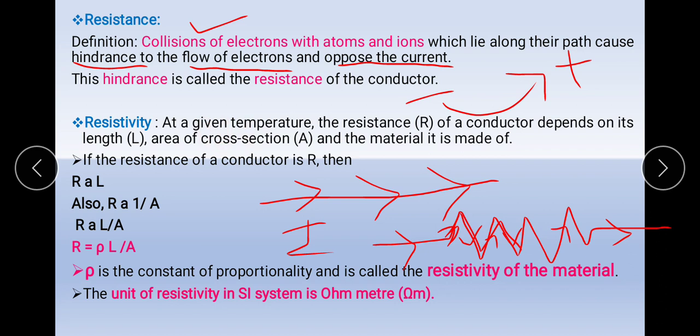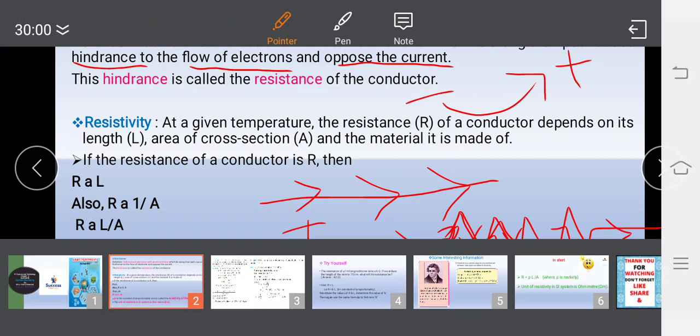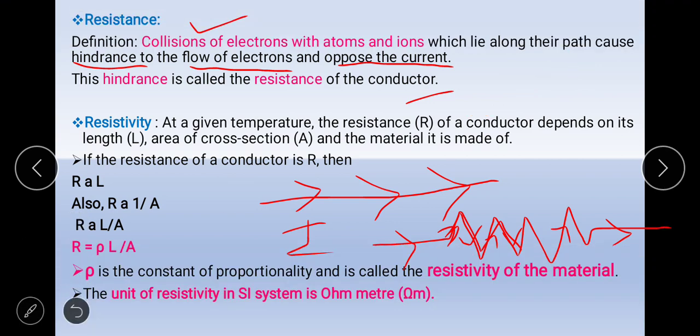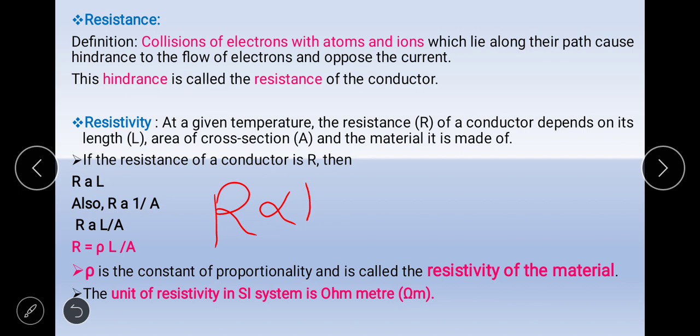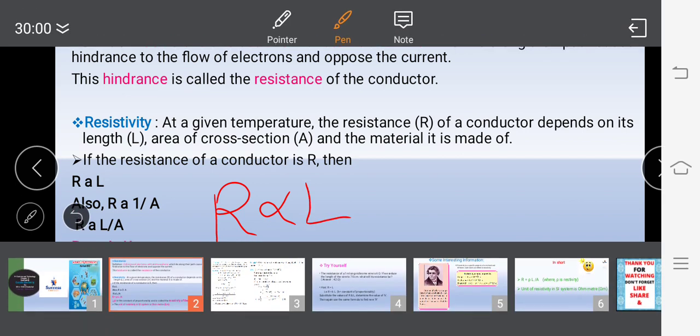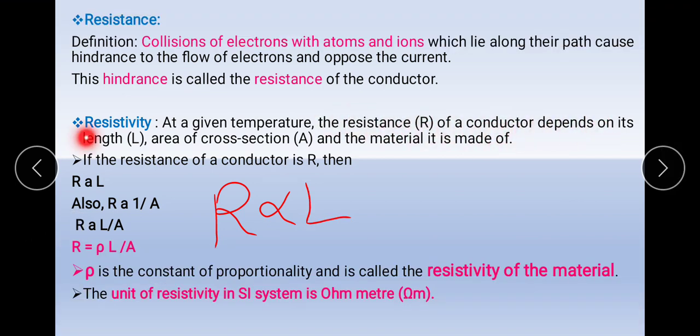So at a particular temperature, the resistivity depends upon temperature as well, because it may change with the temperature. So at a given temperature, the resistance of a conductor depends on the length. That means it is directly proportional to length. R is directly proportional to L. That is the first condition: the resistance of a conductor depends upon the length.